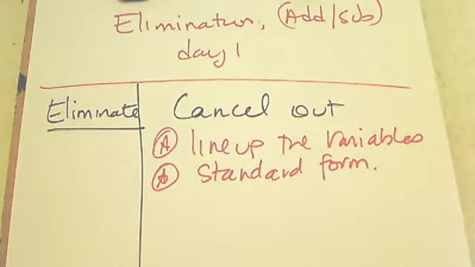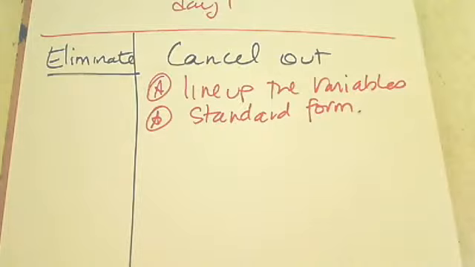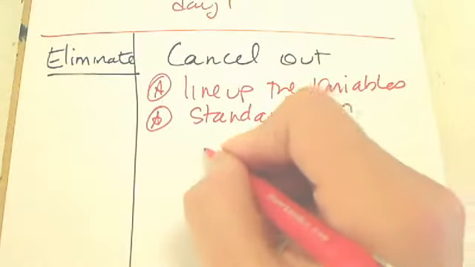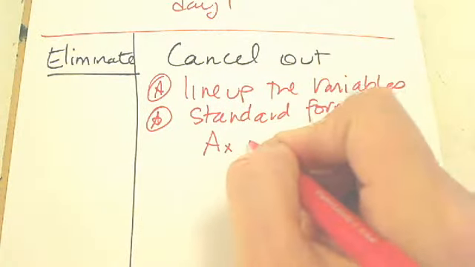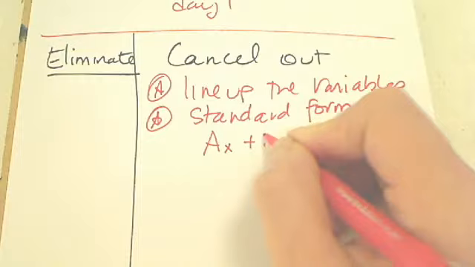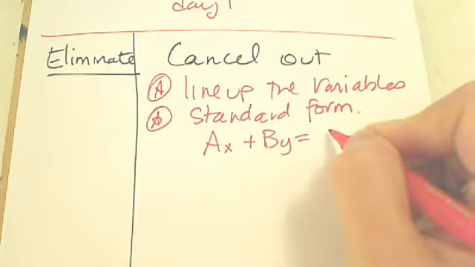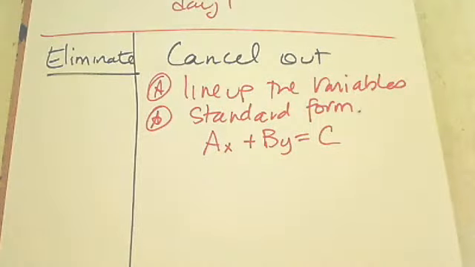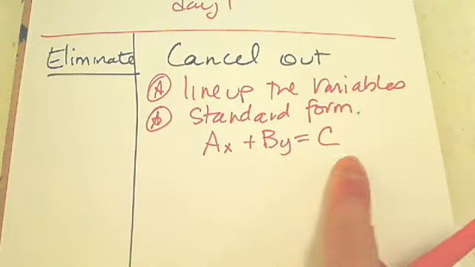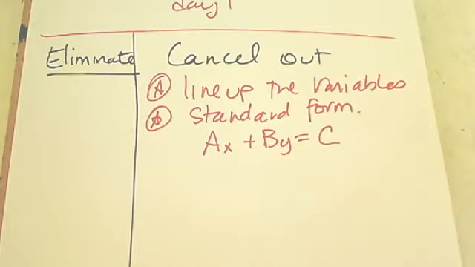Standard form, anybody? Any guesses? Starts with an A. Close. Ax plus by equals c. Standard form. Ax plus by equals c. C is your constant number. C is constant, meaning it's just a number with no power, no letter, no variable next to it.